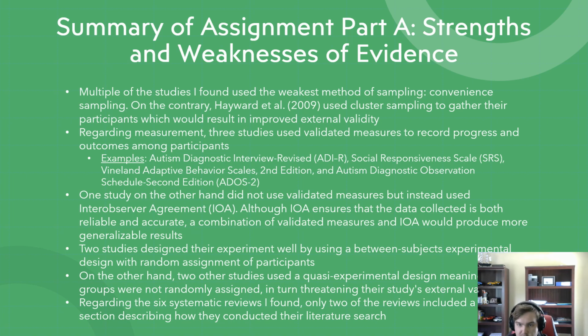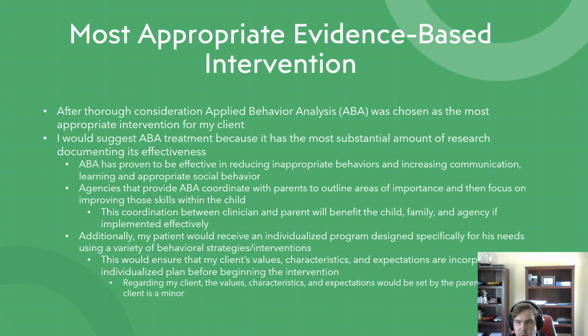Regarding the 6 systematic reviews I found, only 2 of the reviews included a method section describing how they conducted the literature search, which was kind of surprising. So the most appropriate evidence-based intervention that I came to the conclusion of was applied behavior analysis. So after thorough consideration, I decided that ABA, applied behavior analysis, was the most appropriate intervention for my client. I suggest ABA treatment because it has the most substantial amount of research documenting its effectiveness.